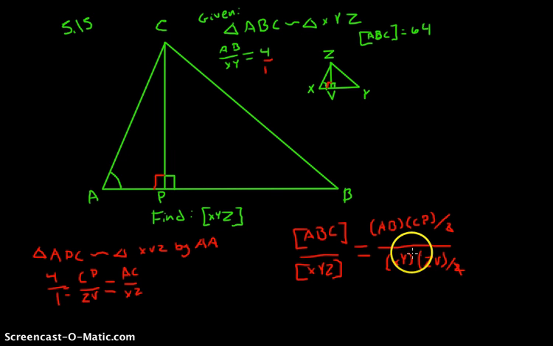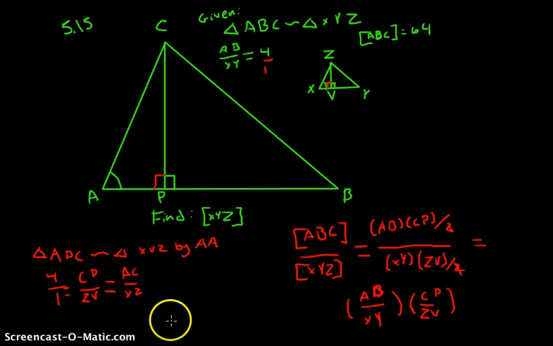Now, the 2's cancel out here, so you just really have the ratio equal to AB over XY times CP over ZV. Because we already figured out the ratio of CP over ZV is 4 over 1, what we have here is 4 over 1 times 4 over 1. So it's going to be equal to 4 over 1 squared, which is just equal to 4 squared, which is equal to 16.